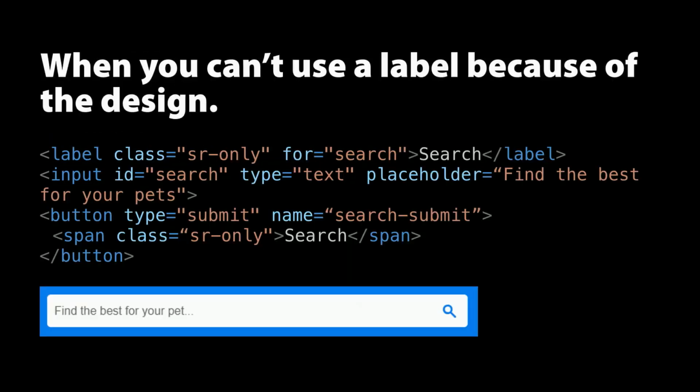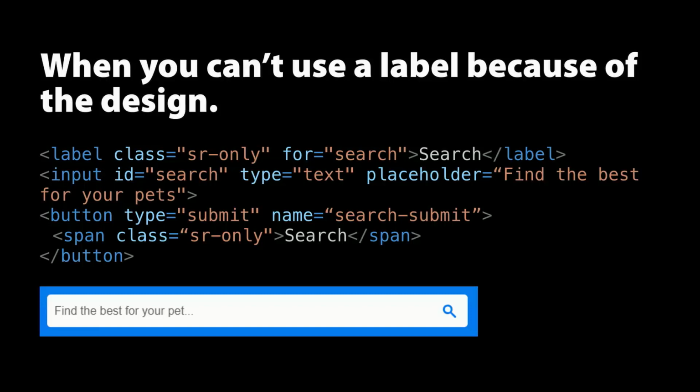And then if you can't use a label because of the design. So I get why they did this. They're trying to keep kind of a low profile up there in the header. And that's fine. Sometimes the design demands that you can't have a true label above your field. So what you can do is have a label that's hidden, and so it's only visible for screen reader only.